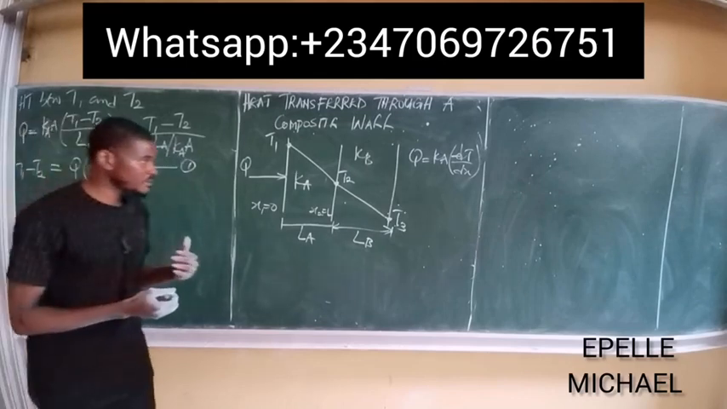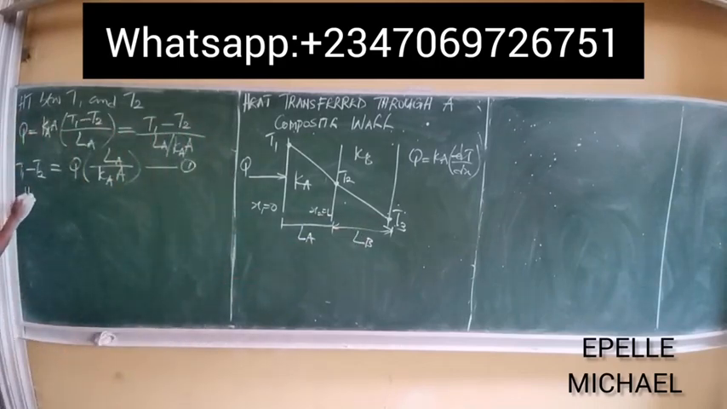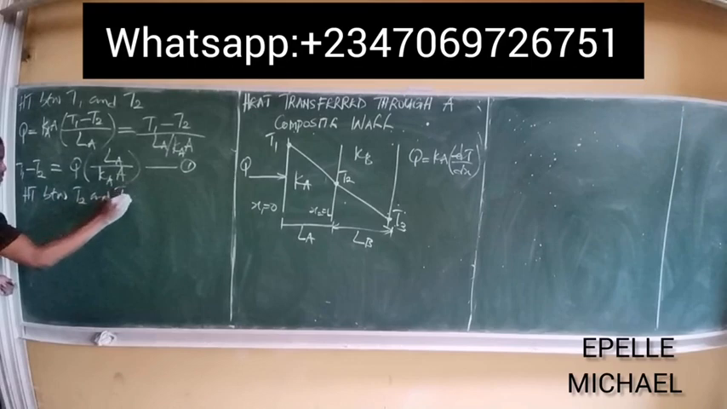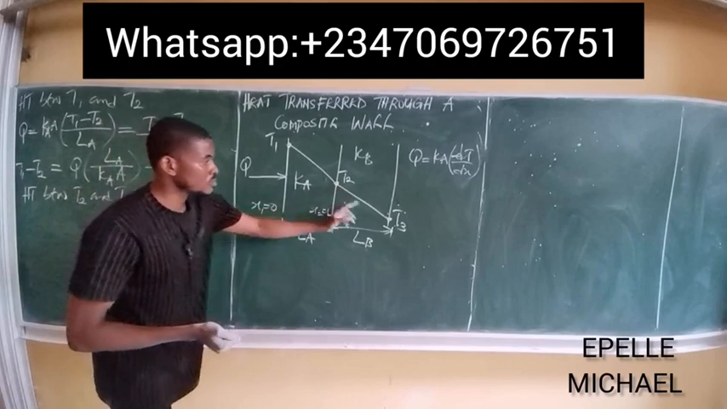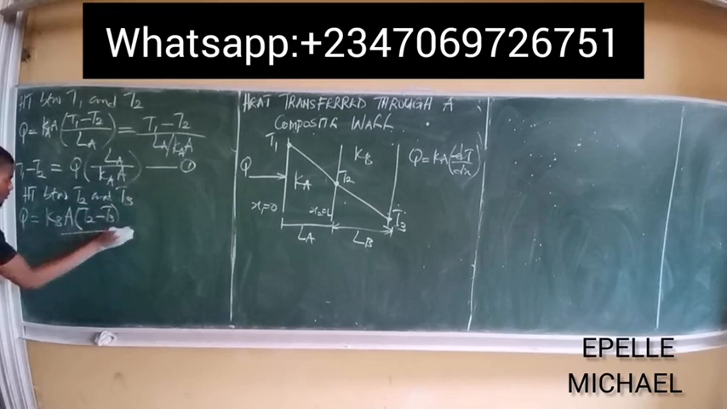Now, we consider heat transfer between temperature T2 and temperature T3. So heat transfer, HT, stands for heat transfer between T2 and T3. So always the first temperature minus the last temperature. So it's going to be T2 minus T3. And that heat is simply Q equals Kb, which is the thermal conductivity of that particular wall, times the area into T2 minus T3 all over Lb, which is the length of that particular wall.